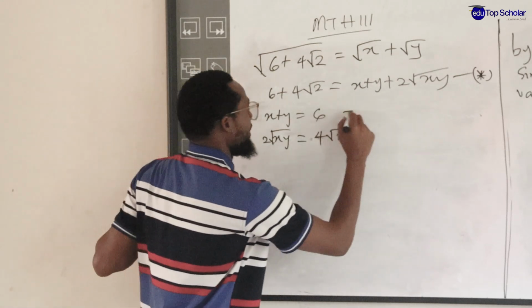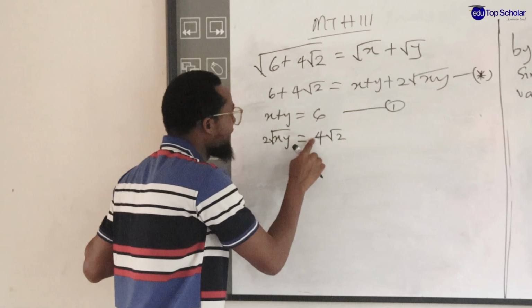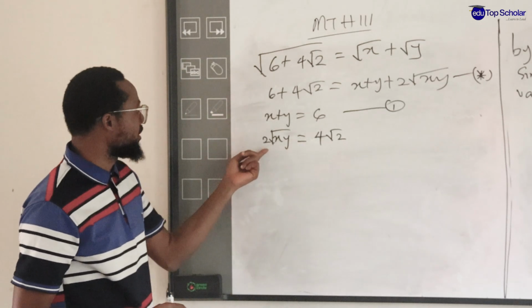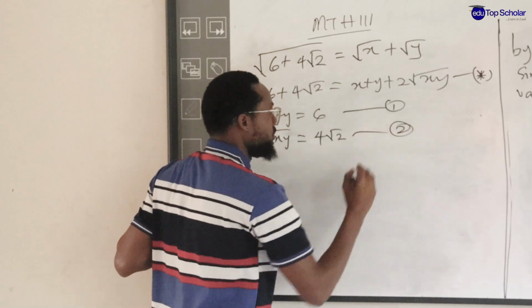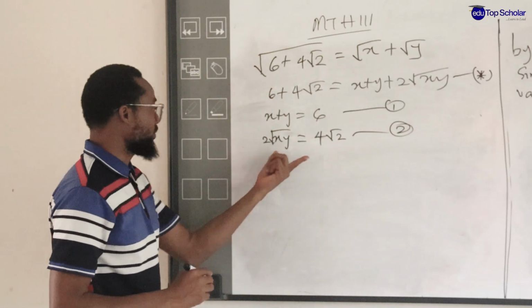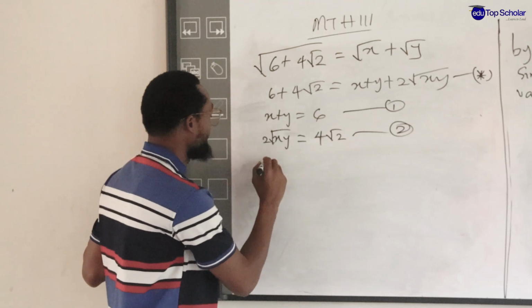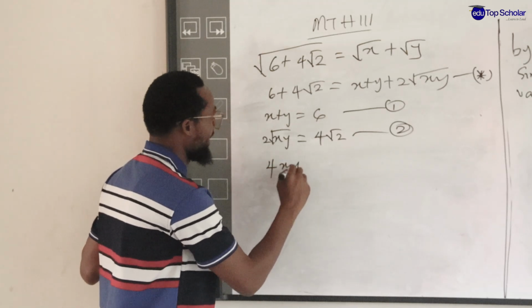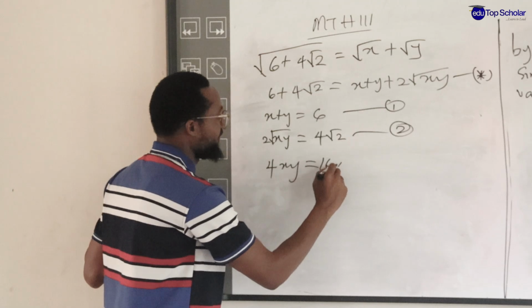Of course, this one is already okay. Call it equation 1. But we want to move further. We want to remove all the surds in this. Let's call this one equation 2. By squaring both sides of equation 2 again, we now have 4xy. If we square this, we have 16. We square this, we have 2.